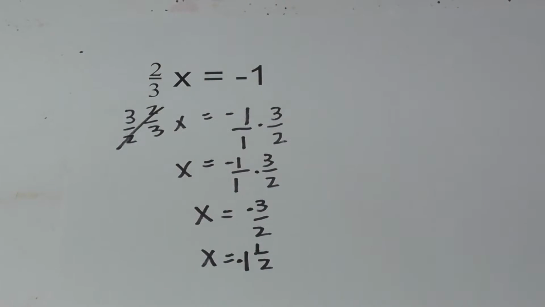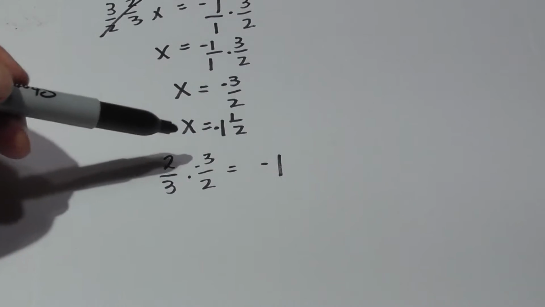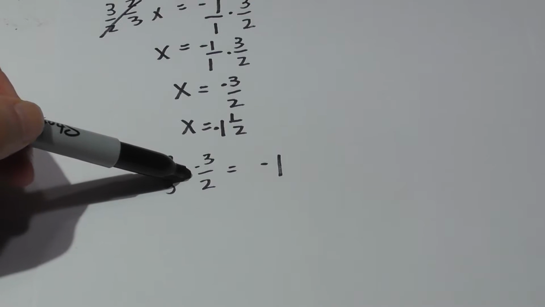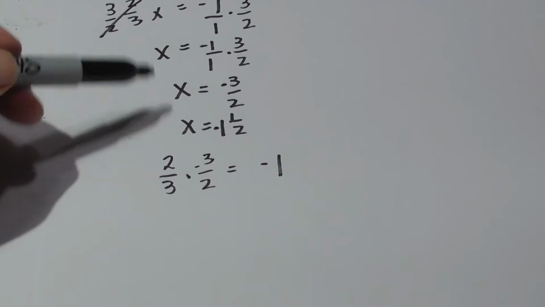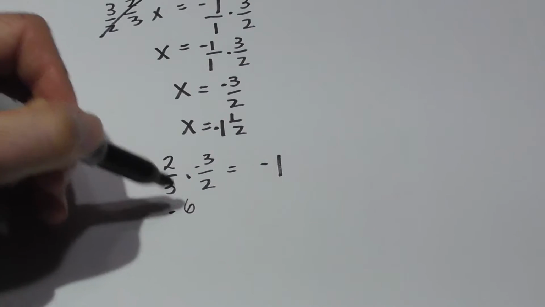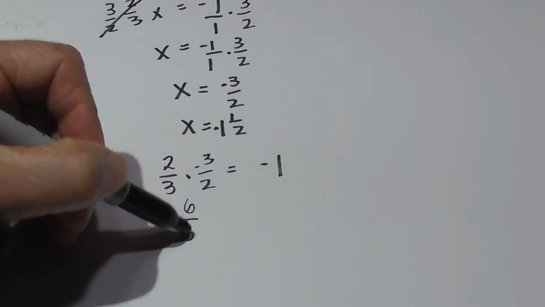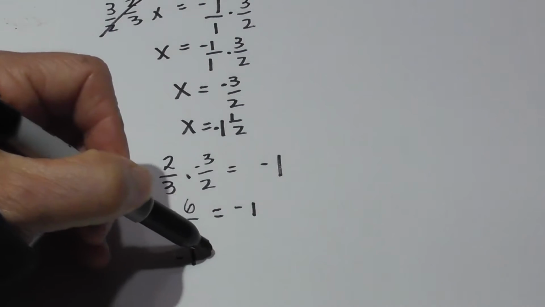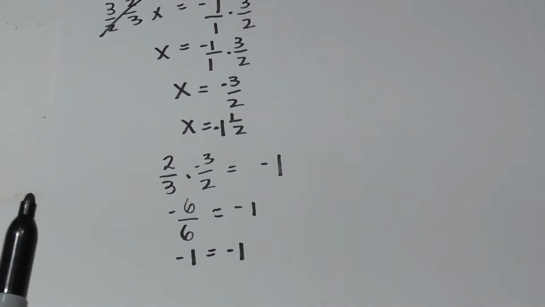Now let's check our work. Okay, so I went ahead and plugged in our answer. 2/3 times, that's it, times negative 3/2. So 2 times 3 is 6, negative 6. 3 times 2 is 6, equals negative 1. You can reduce this, so negative 1 equals negative 1. So it does work out.